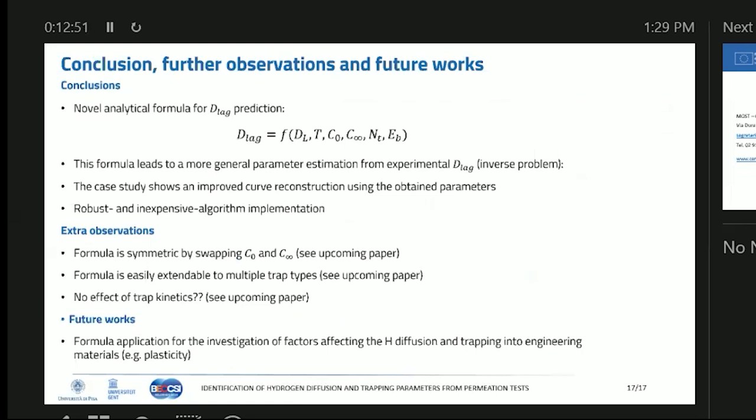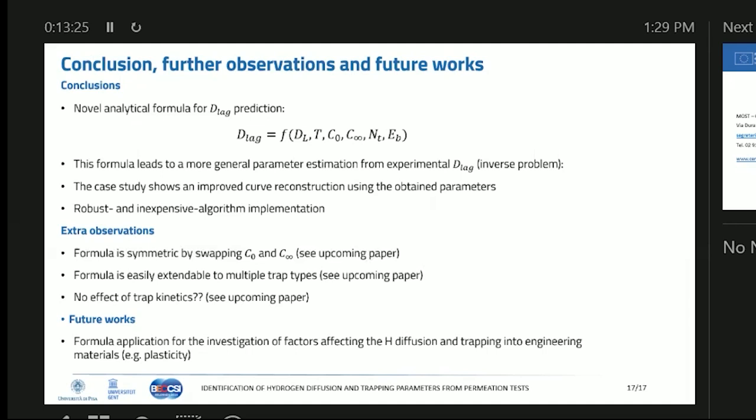And then I have a few extra observations that may be interesting if someone has studied permeation a little bit. The formula is symmetric by swapping initial and final hydrogen concentration, which is not intuitive, but it's interesting to explain why. The formula is easily extendable to multiple trap types, and if my revision goes through, I hope you'll see this in the new paper. And there is no effect of trap kinetics, even though we derived it directly from McCabe-Foster. This is also not automatic, but it's interesting to discuss why it is.